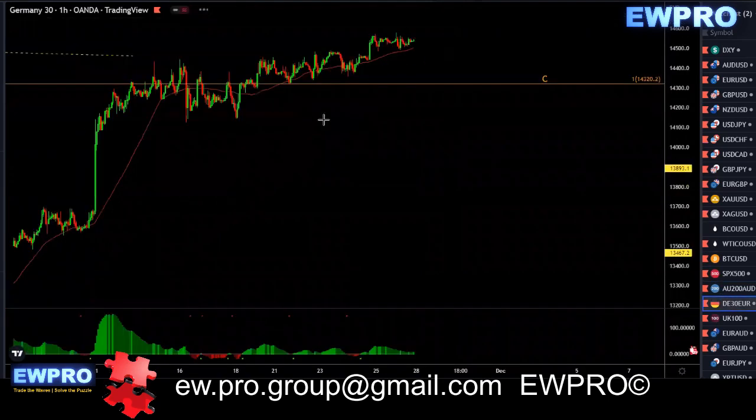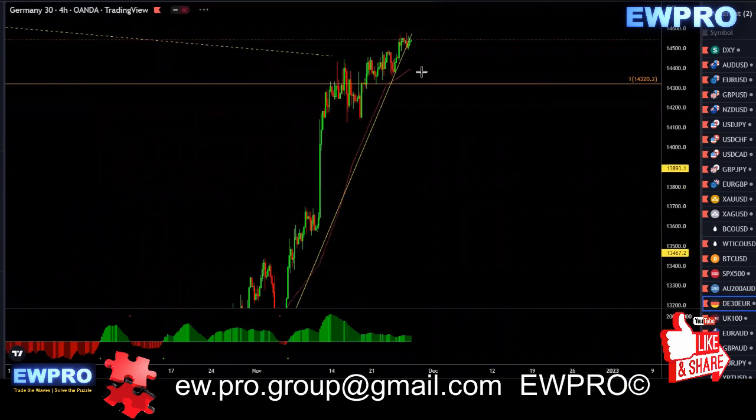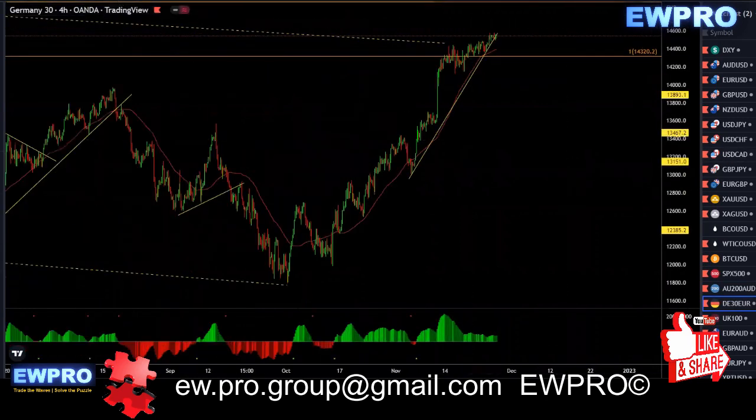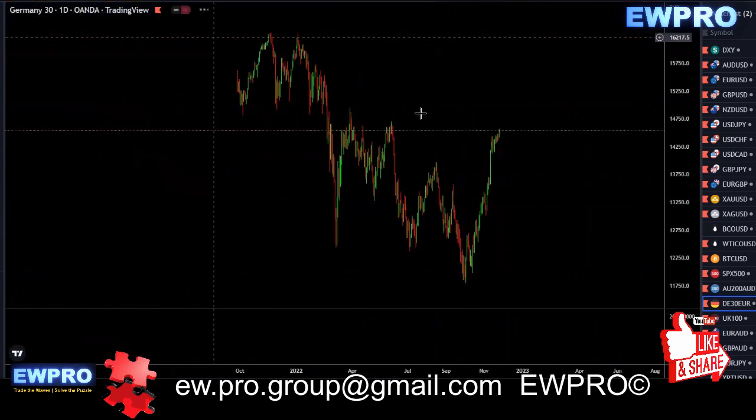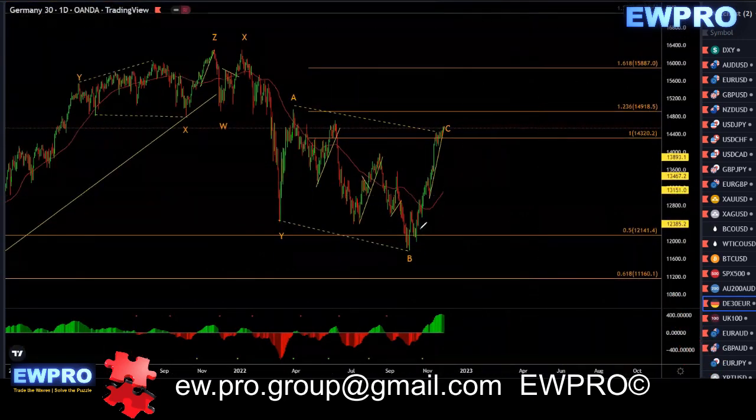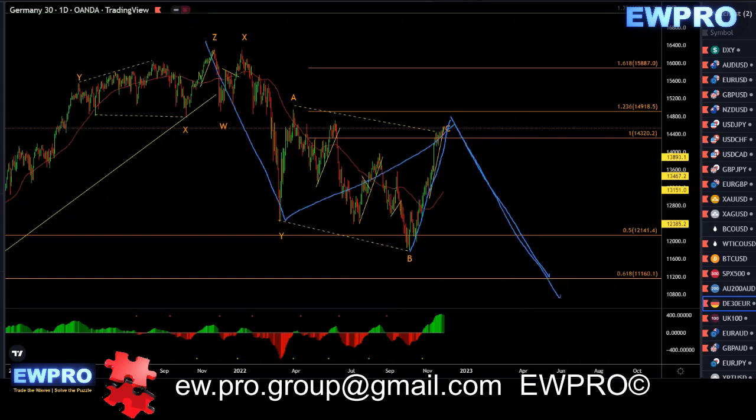And it's pretty much the same with all the indices. We're starting to get to the end. If we just have a look at the DAX on the daily, we're in this wave C up. It may become expanding, but we're looking for this larger A, B, C.